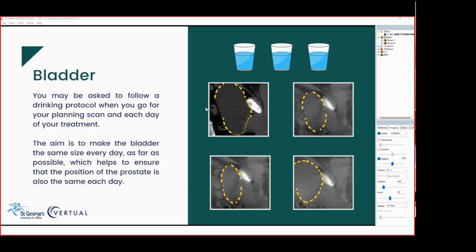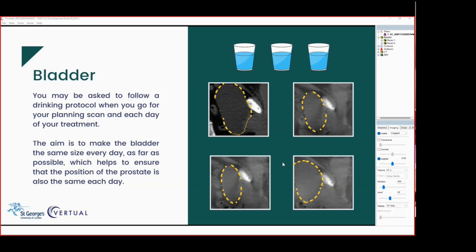So as you can see in this slide here, we've got quite a large bladder, and then for this one just beneath it, quite a small bladder. I want to be able to explain to the patient that if that bladder is a lot smaller or bigger than it was at the CT scan, that's going to really pull up or push down some of that soft tissue and those organs, and then that's going to be really difficult to treat.